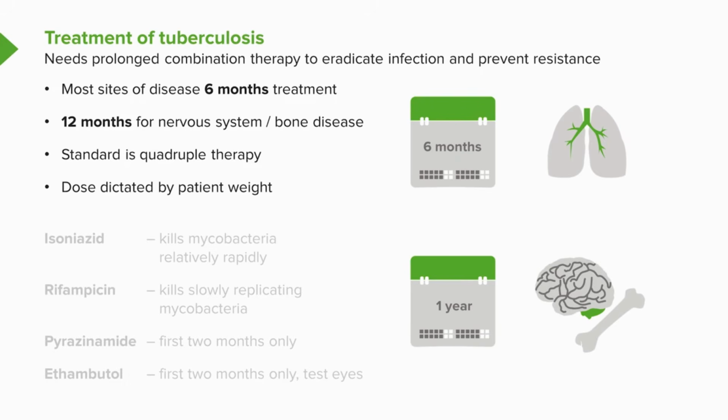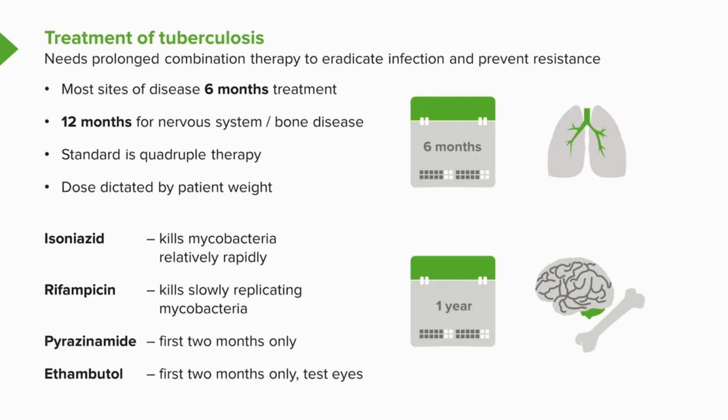The actual dose that we give the patient is dictated by their weight, the split being 50 kilograms. If they're below 50 kilograms, they get a lower dose. If they're above 50 kilograms, they get a higher dose. And the 4 drugs that we use are isoniazid and rifampicin. Those are the most effective drugs and the ones that are kept going for 6 months. And for the first 2 months, we give the patient pyrazinamide and ethambutol as well. Ethambutol can affect the eyes, and therefore we test the eyes before we start that drug.